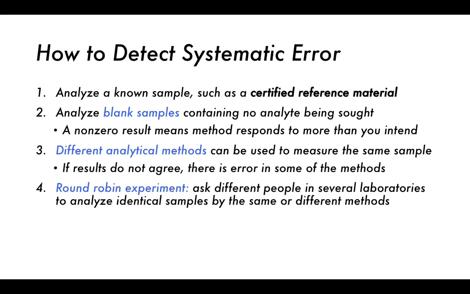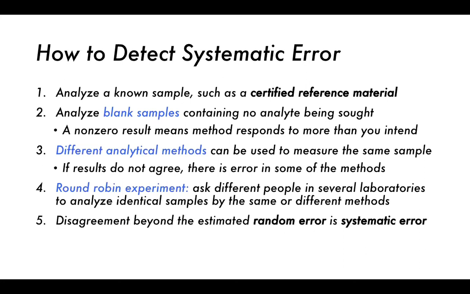Another way is round robin experiments. So really what we're doing here is we're giving the same sample to different people in different labs and asking them to analyze the samples in different ways or using the same methods. And then we compare the results from each one and we try to analyze and see if the method that we are using in our lab is reproducible and is accurate. And if it's not, then we can try and mitigate the potential causes of those errors. And then any disagreement beyond the estimated random error is going to be systematic error.